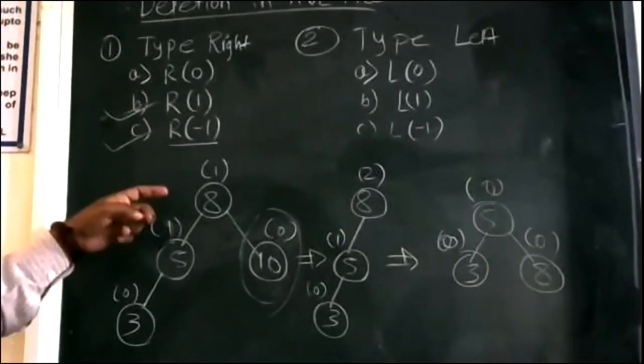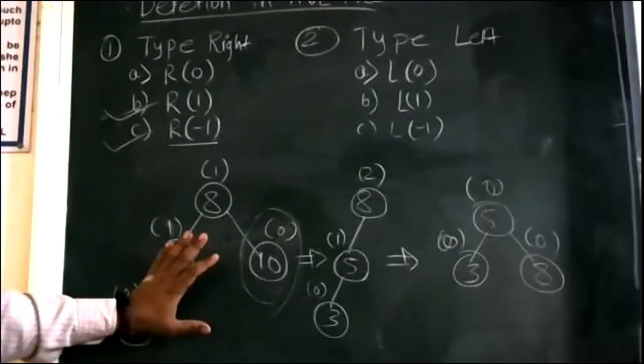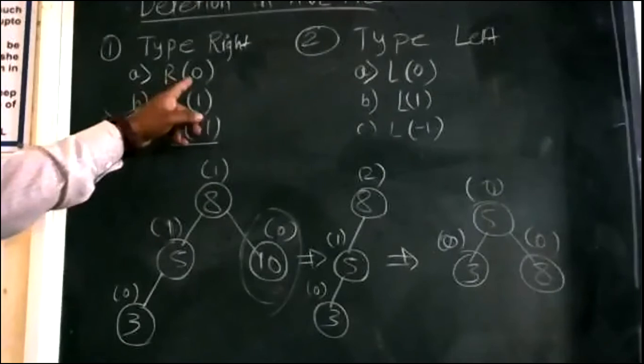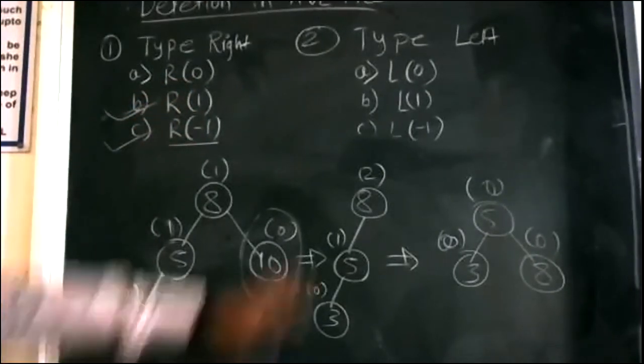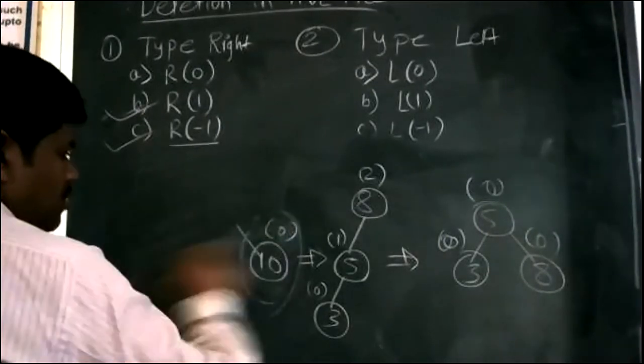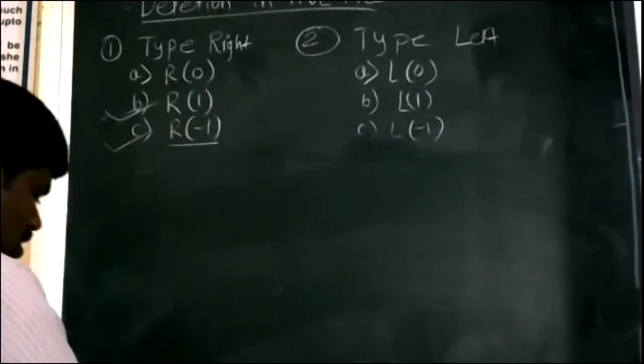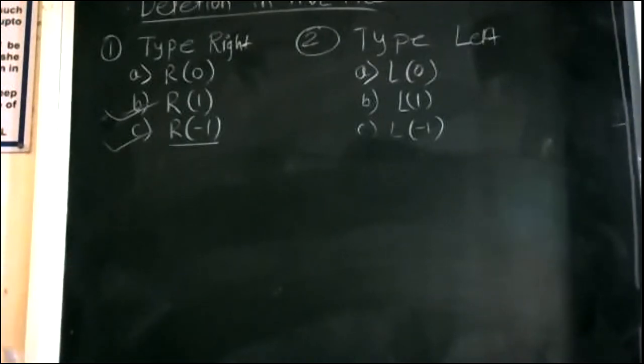So these 3 types. I am intentionally considering examples related to the respective types. So 3 types of examples we have discussed: type R0, R1, and R-1. Now we'll see the left type. When you delete any node, you need to check the balance factor. If the tree is balanced, there is no need to make changes or go for rotation. If the balance factor is anything except 0, 1, and -1, you need to go for rotations.